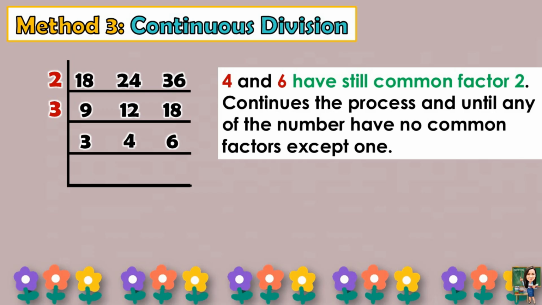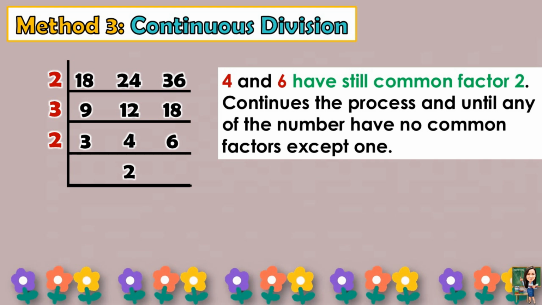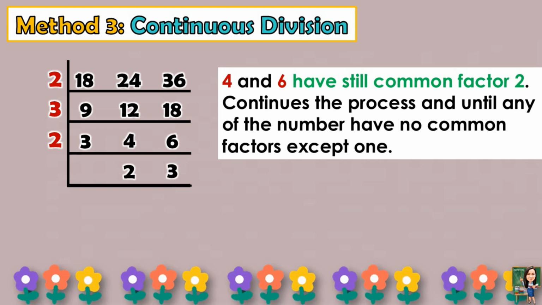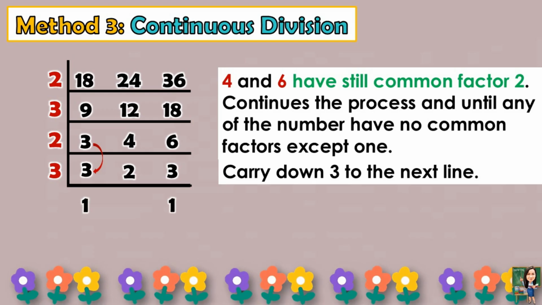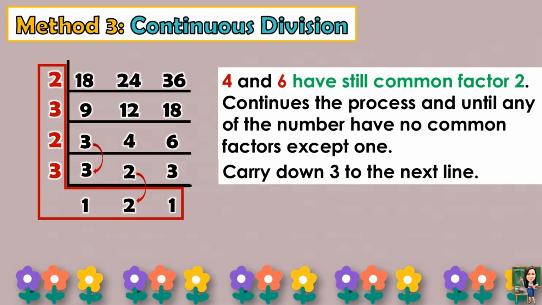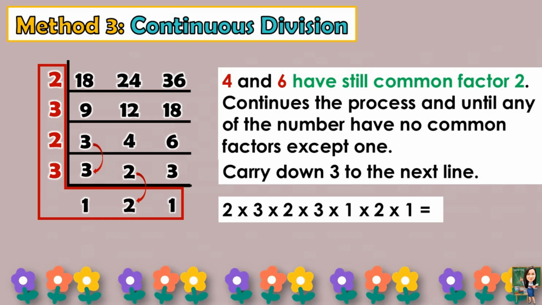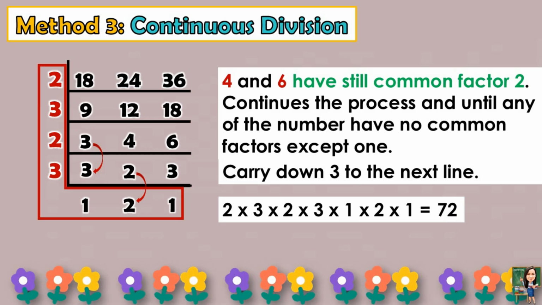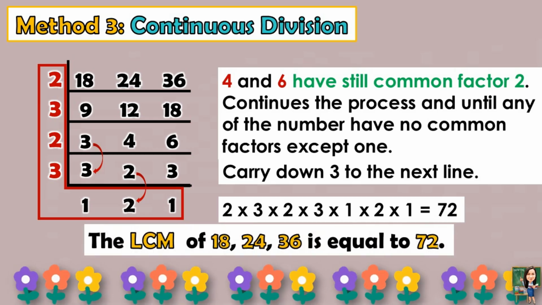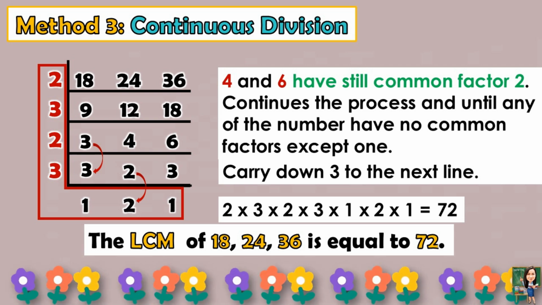4 and 6 are divisible by 2. 4 divided by 2 is 2. 6 divided by 2 is 3. Then carry down 3 to the next line. 3 is divisible by 3, so 3 divided by 3 is 1. 3 divided by 3 is 1. Then carry down 2. Now, multiply 2 times 3 times 2 times 3 times 1 times 2 times 1 equals 72. So the LCM, or the least common multiple, of 18, 24, and 36 is equal to 72.